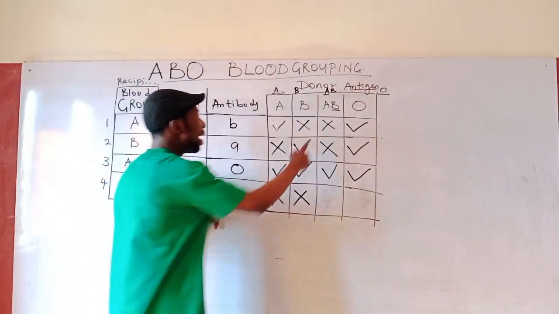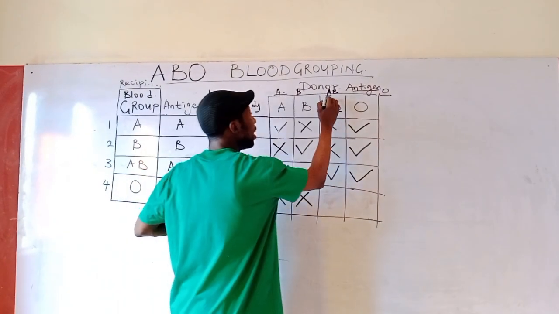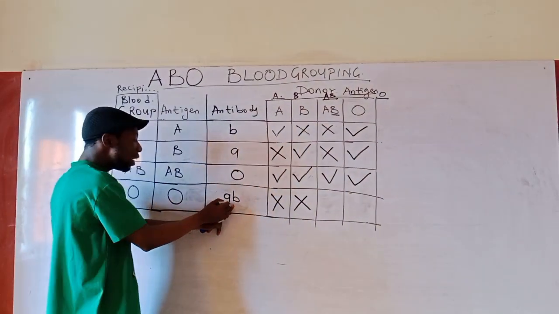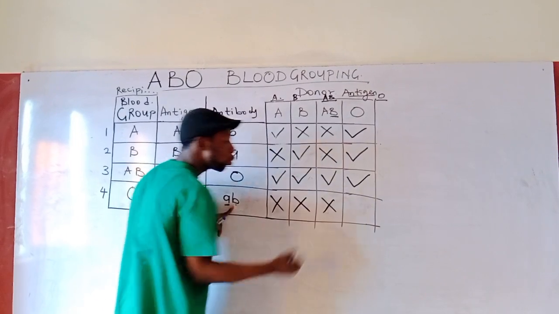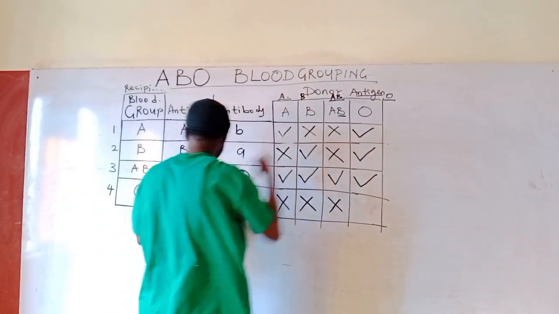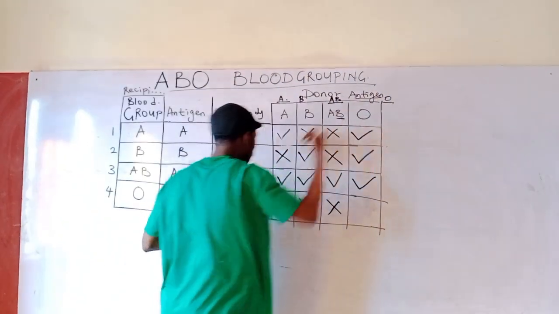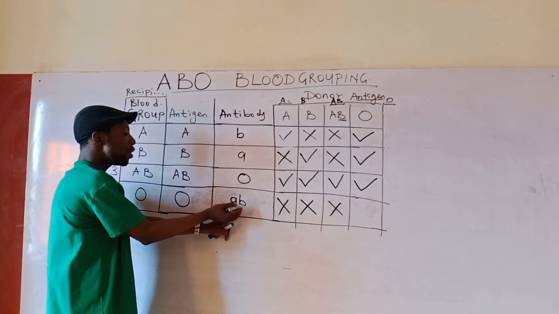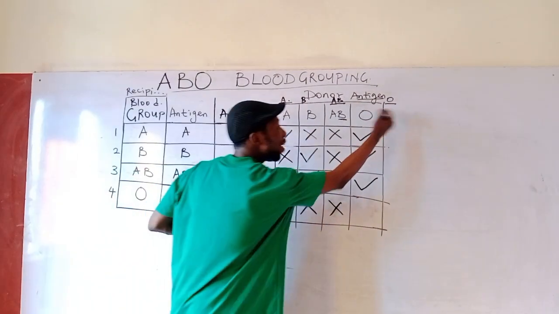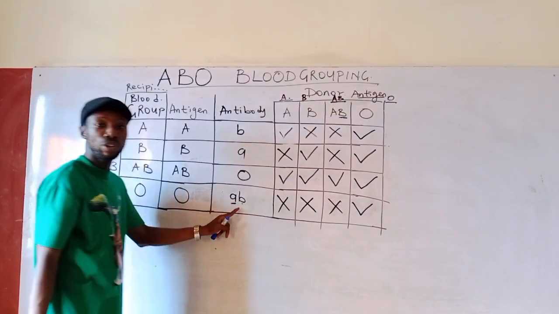Now, can AB give O blood? No, because antigen A and B will react with the antibody A and B here. That's why the blood cannot go again. Now let's look at O against O. It's possible, because there is no antigen. Even if we have millions of antibodies here, there is no antigen here to react against. So here the blood can go.